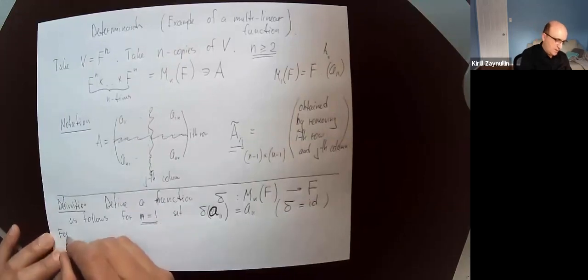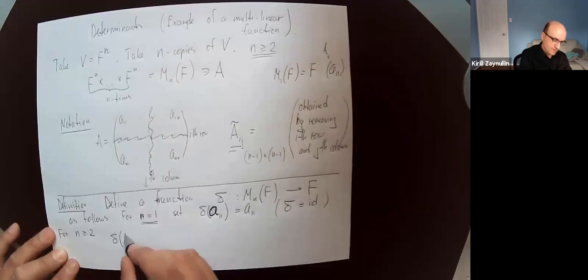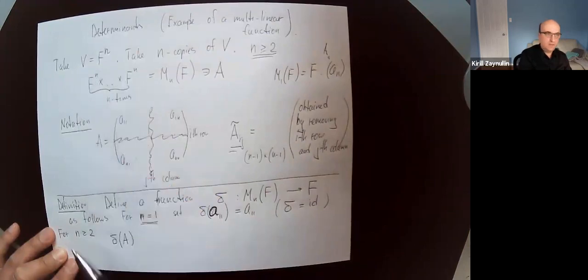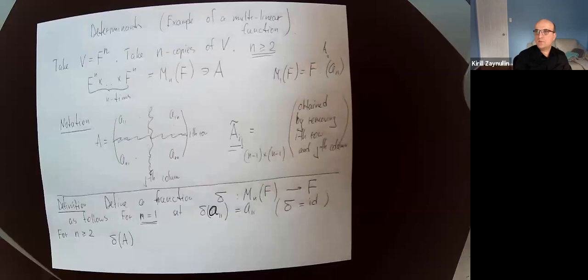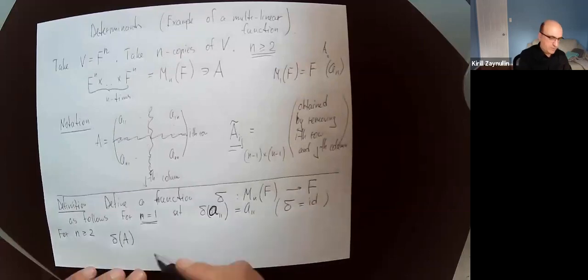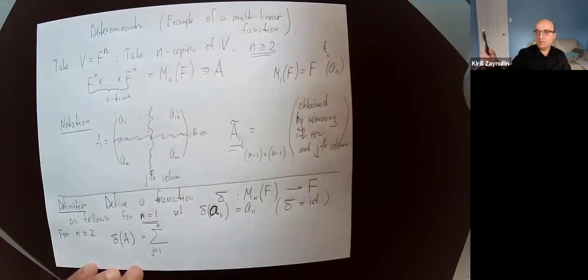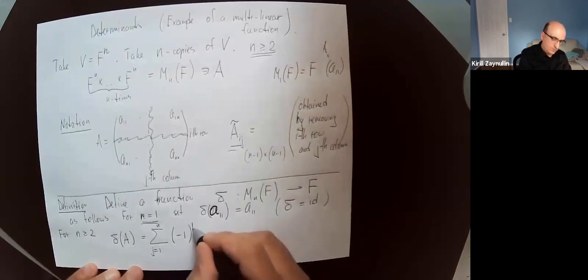Now, of course, the interesting case appears when n is greater or equal than 2. In this case, we define delta of the matrix A, of this multi-vector, using the following inductive formula. We define delta of this matrix in terms of the smaller matrices, these tilde matrices. Namely, we just set it to be the sum, where j runs from 1 to n. We look at the columns, and then we take minus 1 to the power 1 plus j.